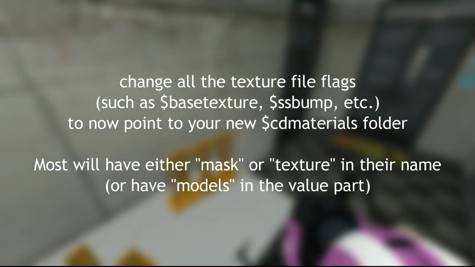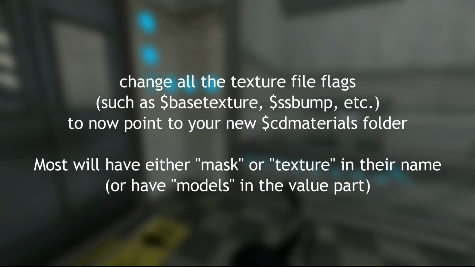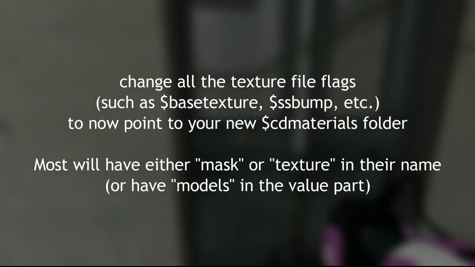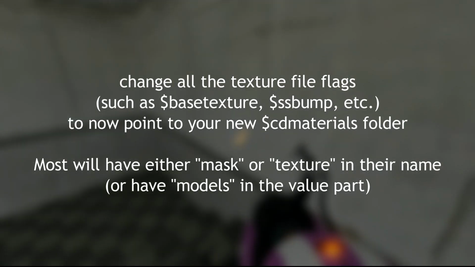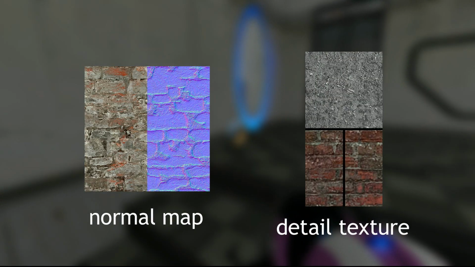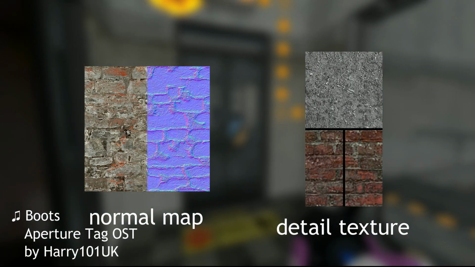Copy it over to your $CD materials folder and change all the texture paths in it. Lines that have a flag that has mask or texture in its name or has models in the value part to now point to your edited VTF. If there were any other VTFs, such as normal maps or detail textures, make sure to copy them over to your $CD materials folder as well.